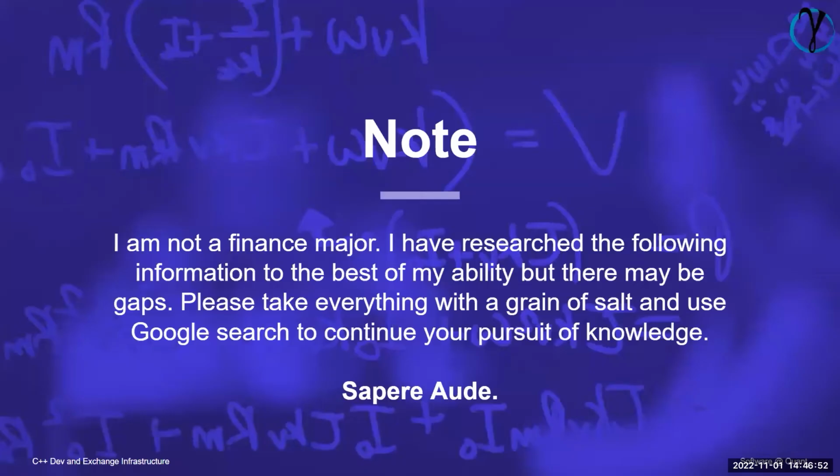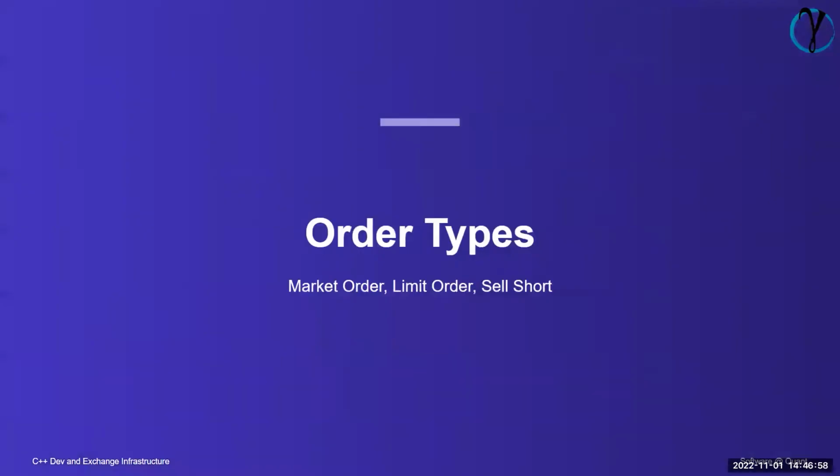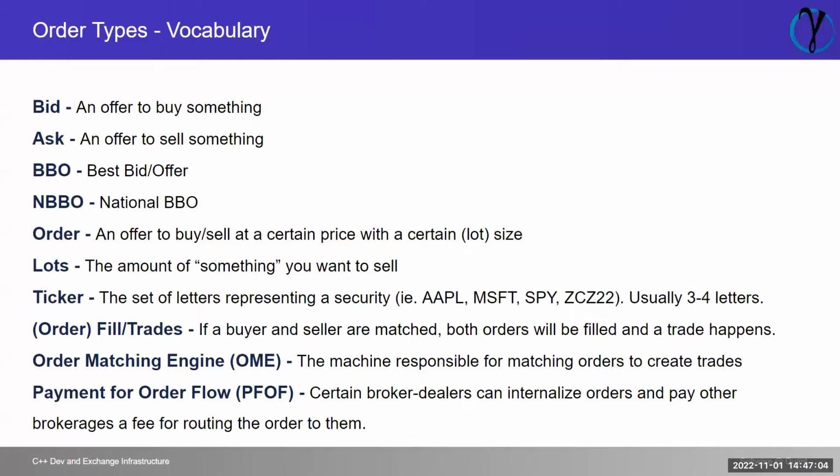All right, so note, I'm not a finance major. Order types. So we're going to be covering three: market, limit, and self-short.